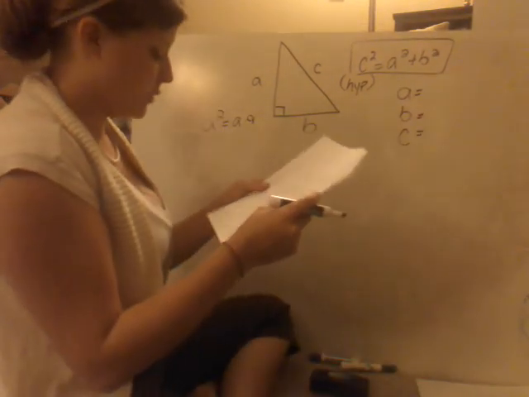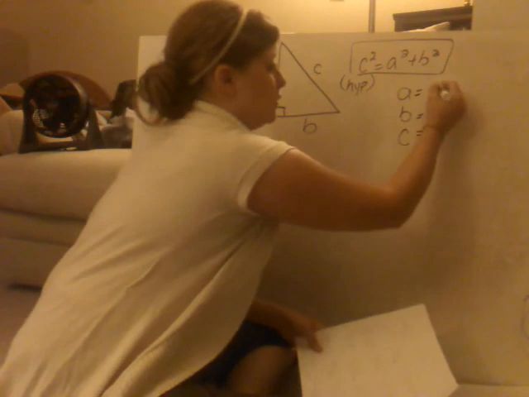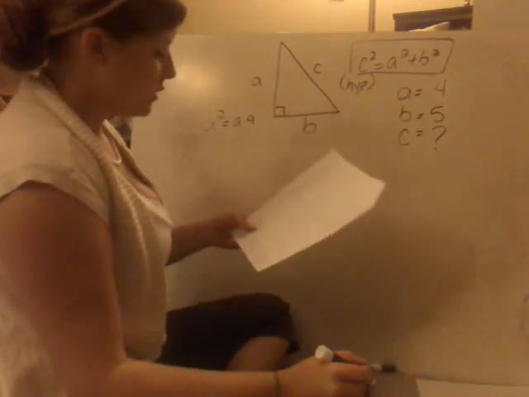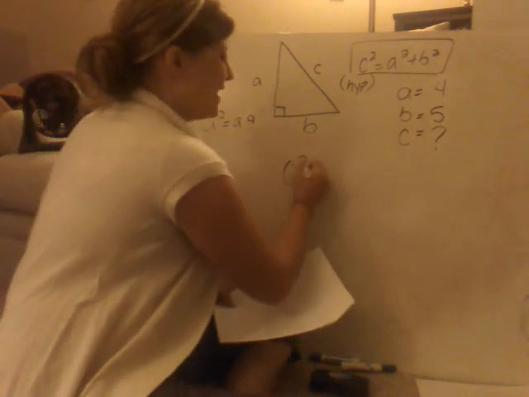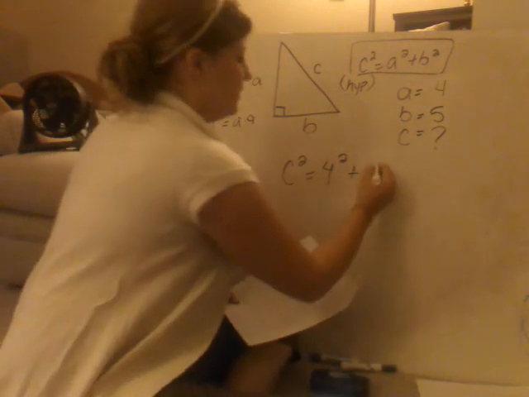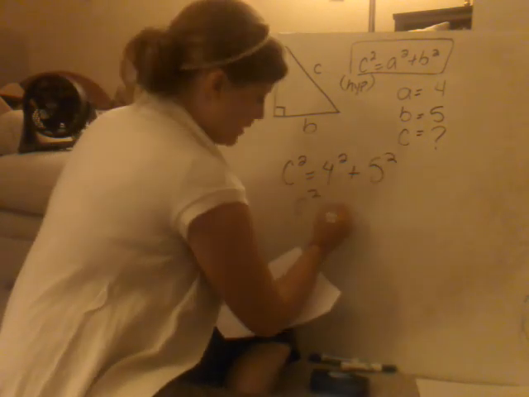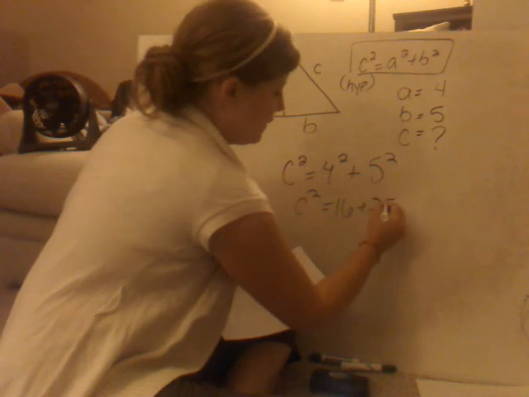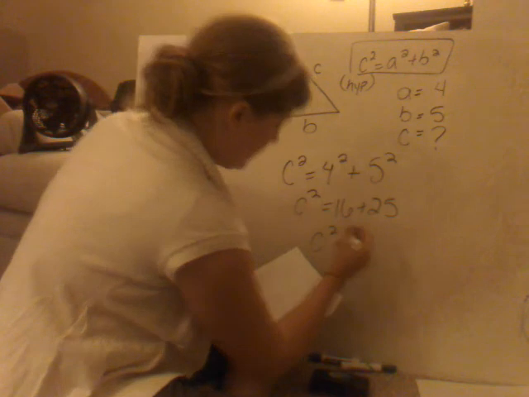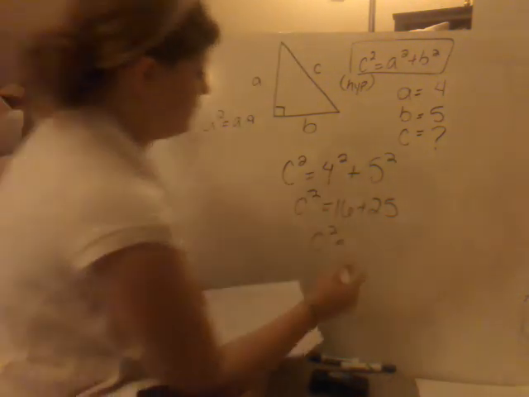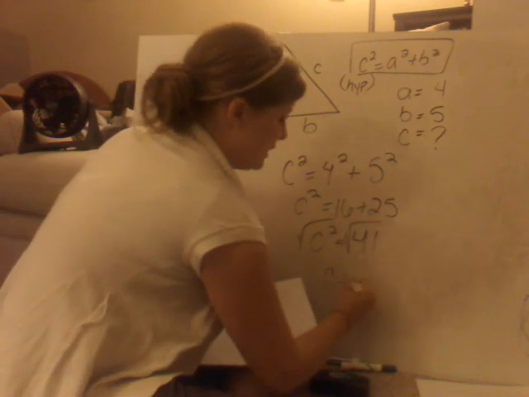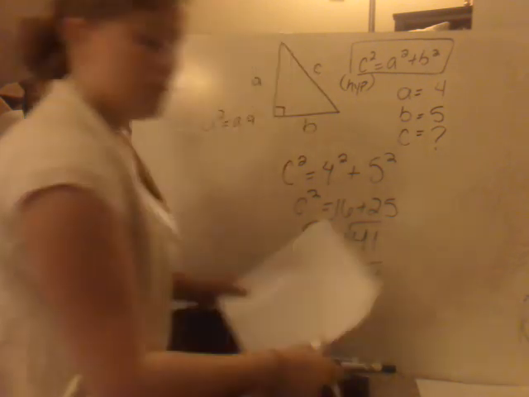Next, number 20. A is equal to 4, and B is equal to 5. And I'm looking for my hypotenuse. So I have c squared is equal to 4 squared plus 5 squared, which is 25. So I've got c squared is equal to 16 plus 25. C squared is equal to 41. So I take the square root. C is equal to the square root of 41 because 41 is a prime number.